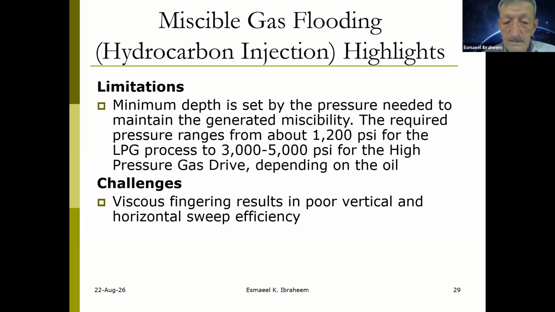The challenges: viscous fingering results in poor vertical and horizontal sweep efficiency. Fingering is the main problem or challenge here, which makes a poor vertical and horizontal sweep efficiency. We may lose the process by making this horizontal or vertical sweep efficiency more difficult, or it happens before the production of oil.